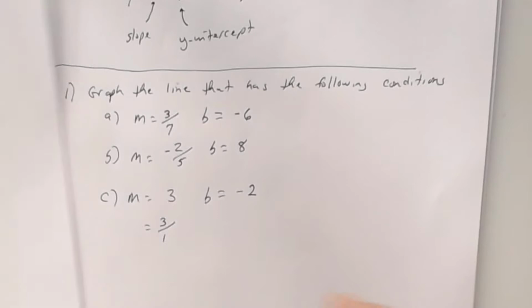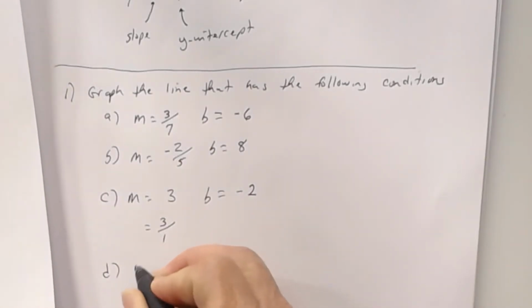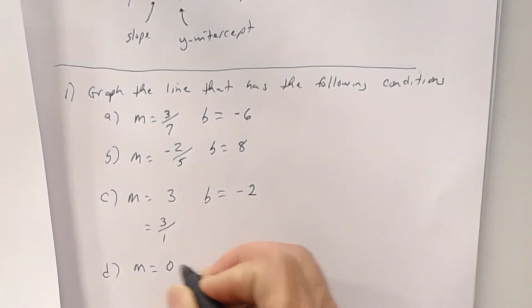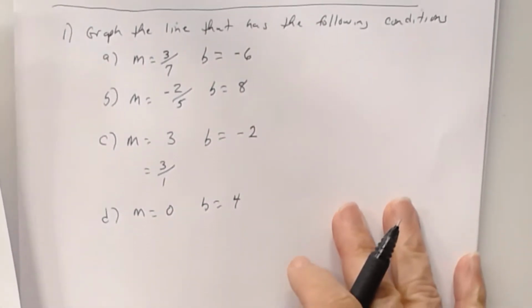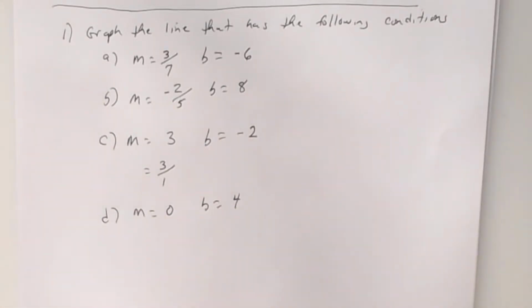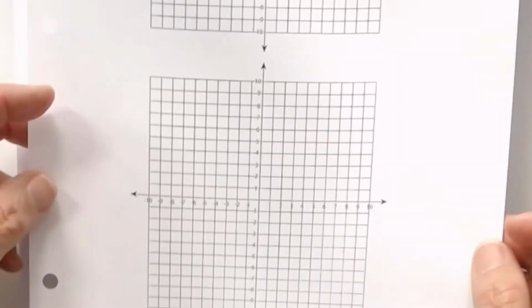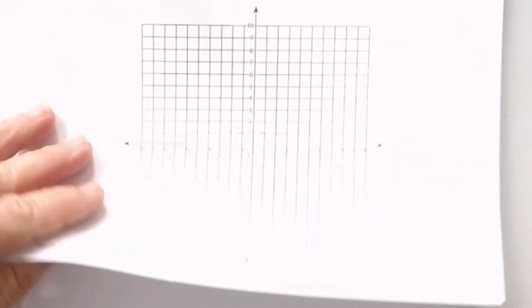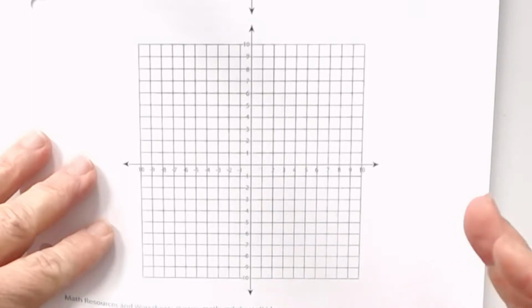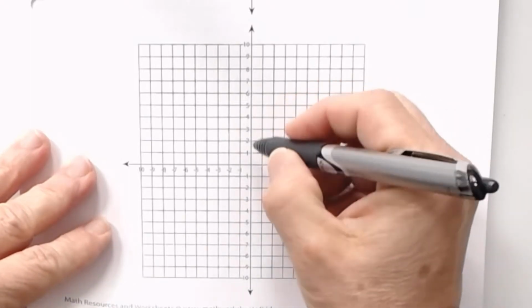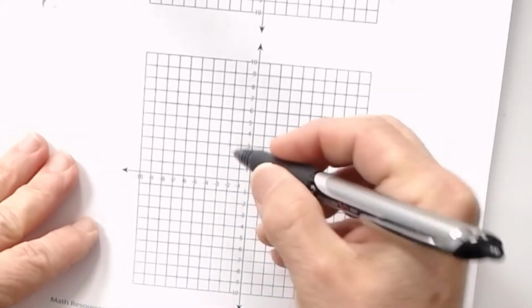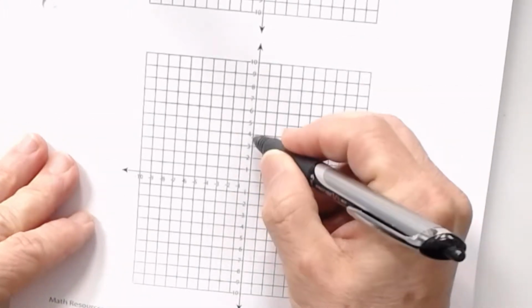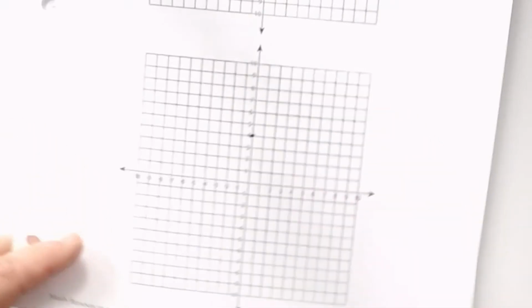Let's look at this one. D, suppose that the slope is 0 and the y-intercept is 4. All right, what's the y-intercept? 4. Remember, to graph a line you need 2 points. I'm sorry, I said the slope. I meant the what? Y-intercept. Y-intercept is 4. All right, and let's talk about the slope. The slope is 0.